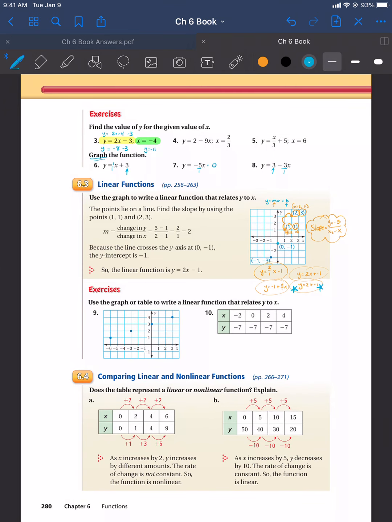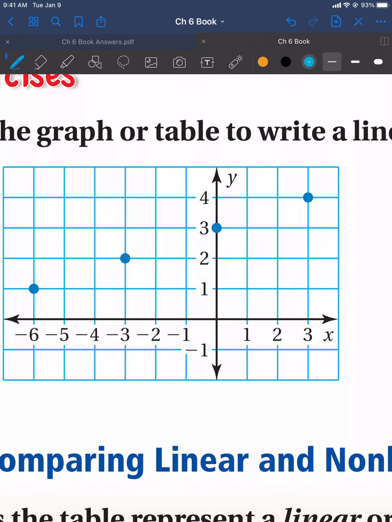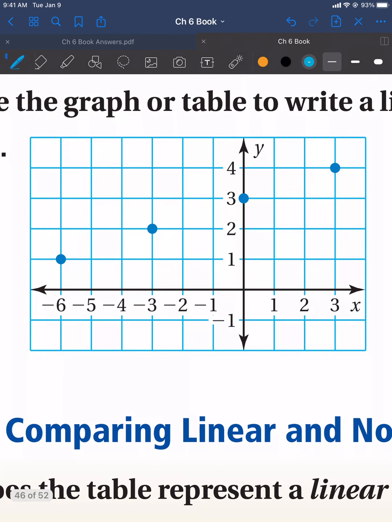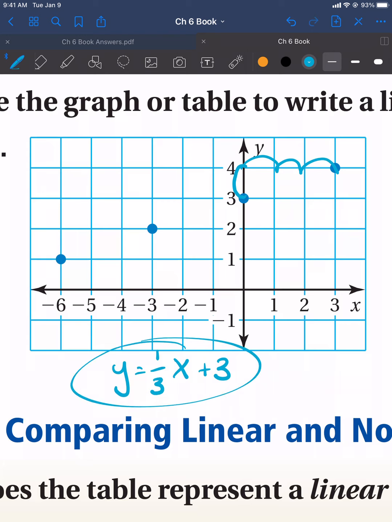Graph. Use the graph or the table to write a linear function. Just like what we just did. Find me b. 3. Okay, so I've got y equals something x plus 3 or minus 3. Good job. Now, how do I find slope? Yeah. Let's count. Up 1 over. Very good. There you go. That's the function. Function rule right there. Okay?